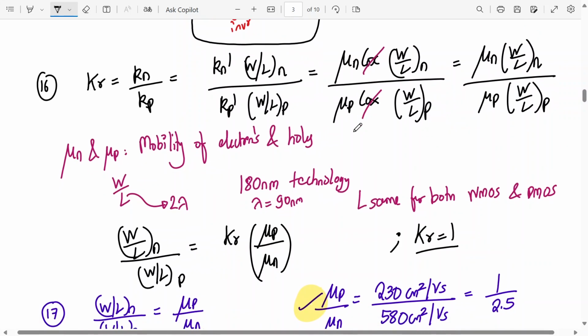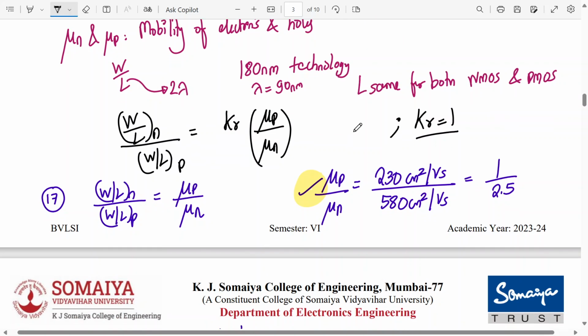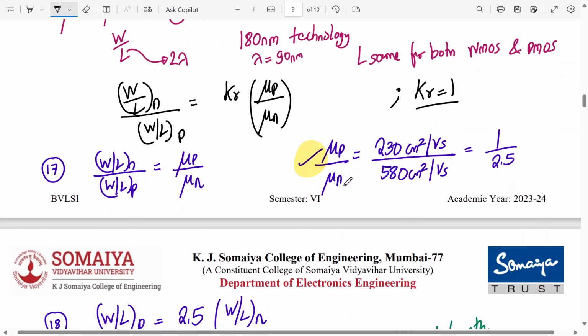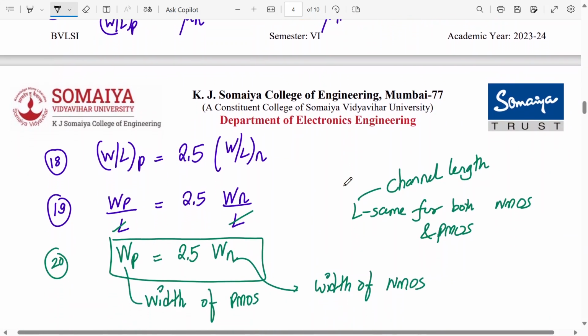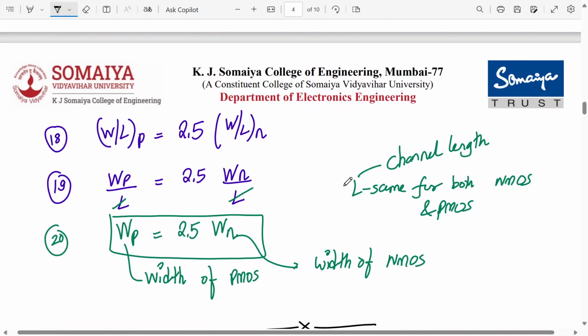And if we see KR equal to 1, this is an important discussion going on. Cox is same for both the sides. And it seems that the mobility of holes is less than mobility of electrons. So keeping the technological length L constant for both the NMOS and PMOS, if we want KR equal to 1, inverter ratio 1 and symmetric CMOS inverter, we should keep the width of PMOS transistor around double, or almost 2.5 times the width of NMOS transistors.